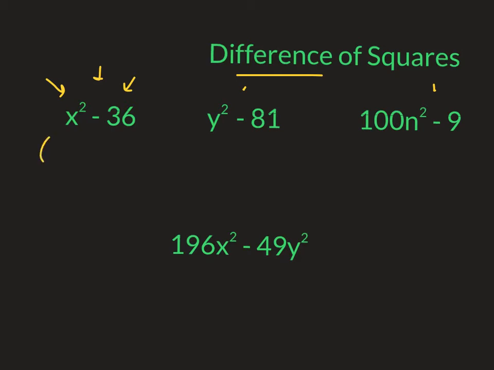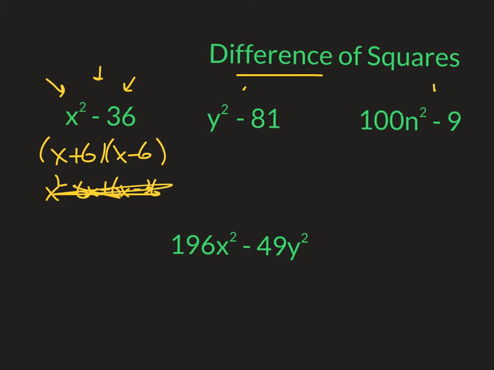So all we're going to do is this. We're going to write x plus 6 and x minus 6. All you have to do, if they're a difference of squares: there's a minus sign, both have square roots. And think about it. If I did FOIL right there, first, outer, inner, and last, those would cancel. I would get x squared minus 36. So that's why it works.